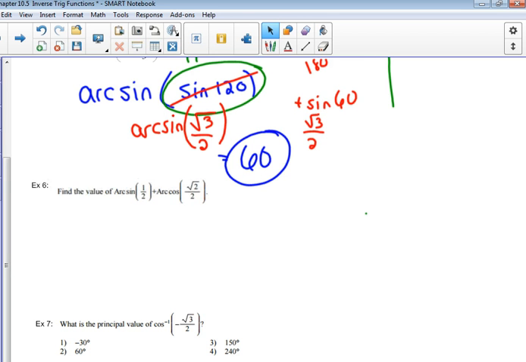All right, why don't you see if you can try the next one? Find arc sine of 1/2 plus arc cosine of radical 2/2. That's your worksheet.